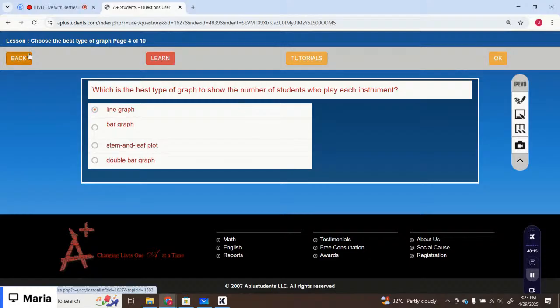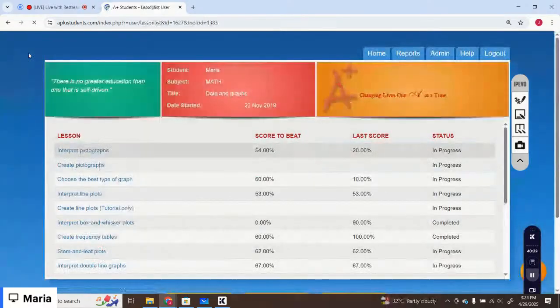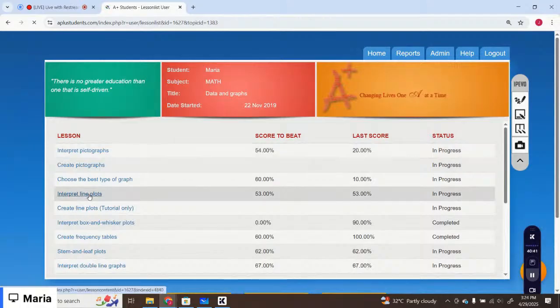Okay, you can complete the lesson by yourself. Wait a minute, let me just move on to the next lesson. Interpret line plots. Let's start with the lesson.